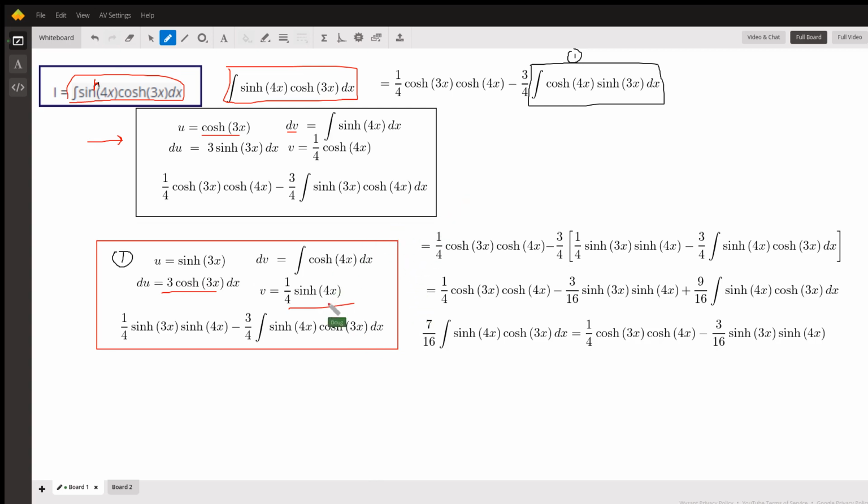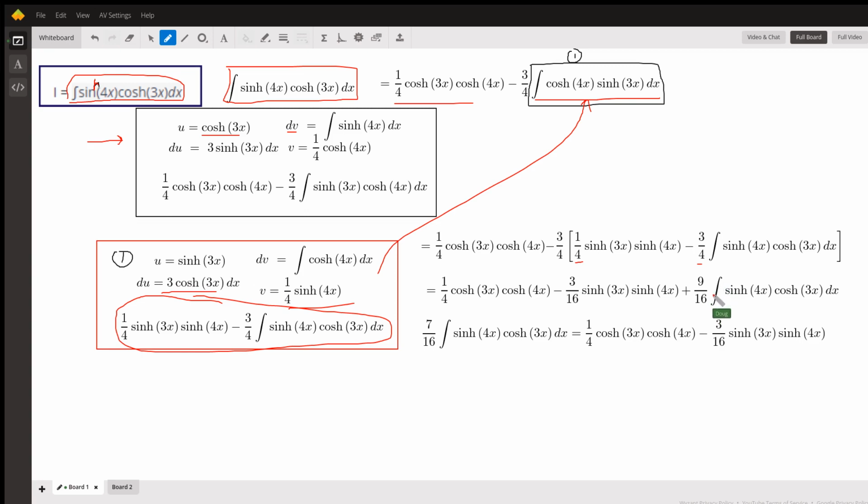Okay, so we're going to take this expression right here and substitute it for this. So we'll have 1/4 cosine of 3x cosine 4x, that's equivalent to this, minus 3/4 times what I substituted for this integral right here. And that's 1/4 sine 3x sine 4x minus 3/4 times the integral of, okay. Now I'm going to distribute this negative 3/4, so this will become a negative 3/16. This will become a positive 9/16.